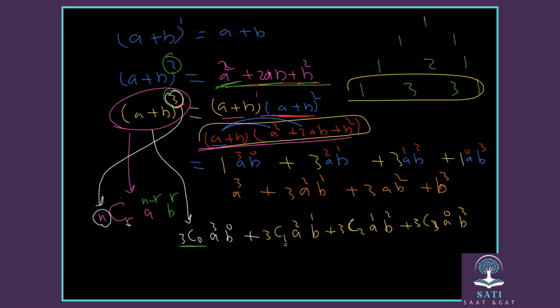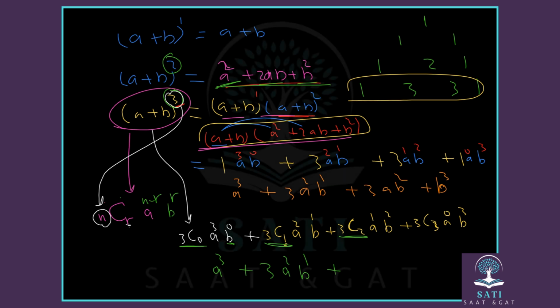Now, if you go to open these, 3 choosing 0, by the combination, 3 combination 0 is going to be 1. So this one is 1, and this one is 1. So what is left? a to the power 3, plus here now 3 combination 1 is 3. Any number combination 1 is going to be the same number. So this one will be 3a squared b to the power 1, plus here, by the way, 3 combination 2 is going to be like 3 combination 1.